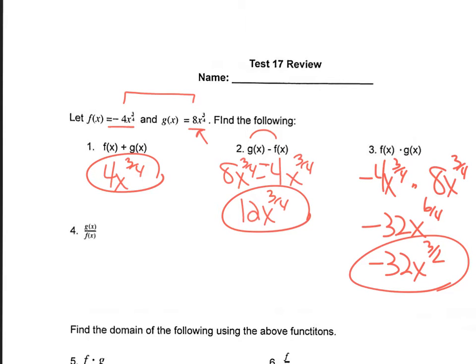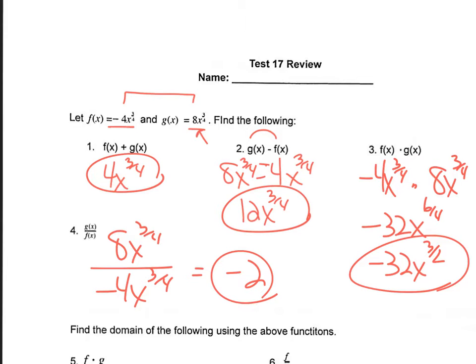Number 4 says g of x over f of x. So I'm going to put function g, which is this, over function f, which is this. Now, because my x's are the same, they just cancel out. All that leaves me with is the 8 and the negative 4, which is negative 2, and that's all. So 1, 2, 3, or 4, just pretty much simple operations with the two functions.